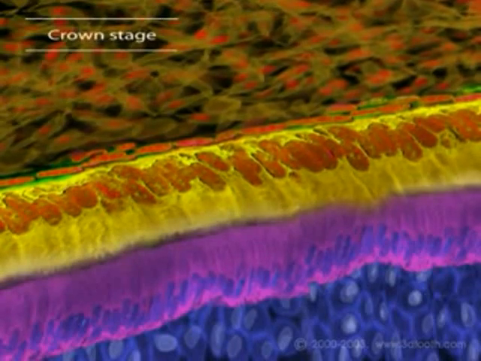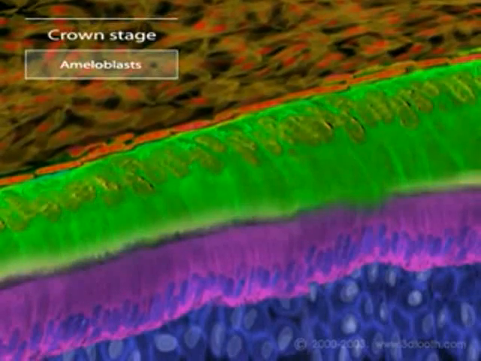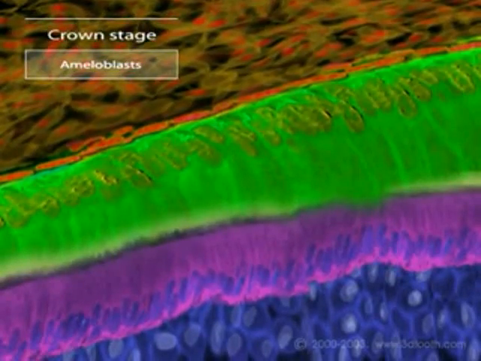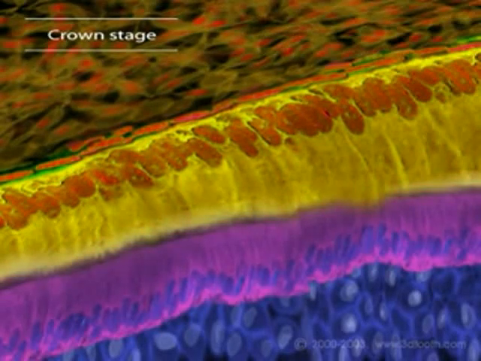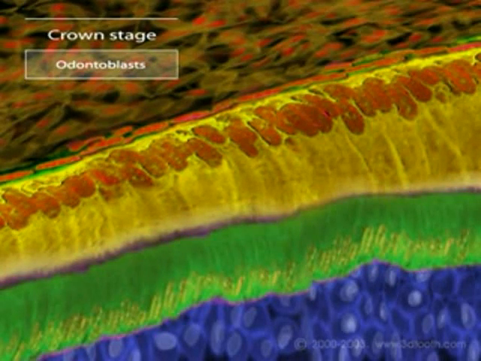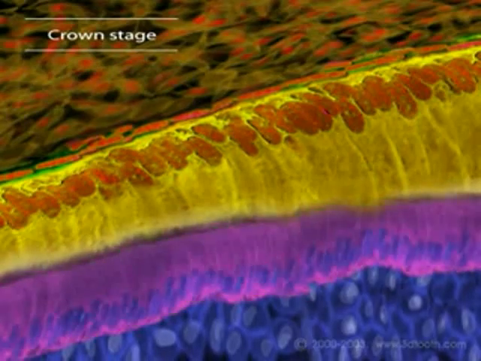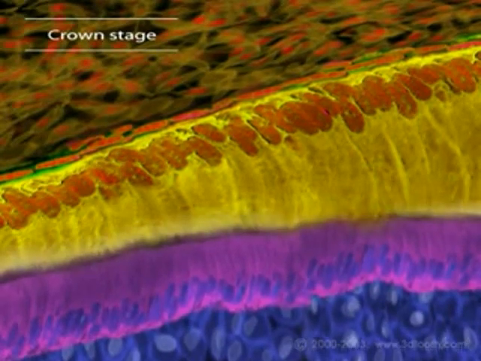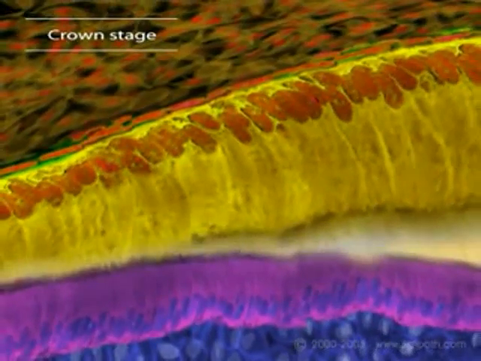The cells of the inner epithelium have elongated into ameloblasts, and the neighboring cells in the dental papilla respond by changing into odontoblasts. Now they move toward the center of the papilla, leaving a thin tube of cytoplasm and a layer of dentin.